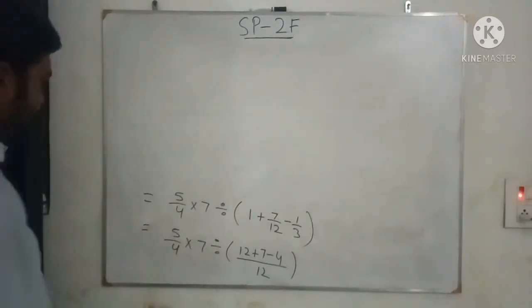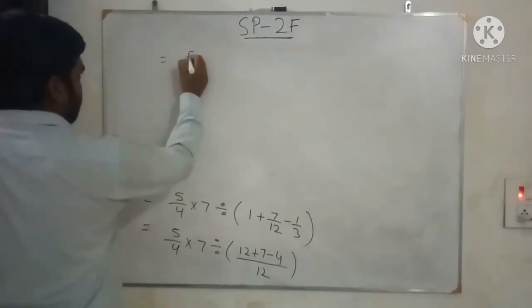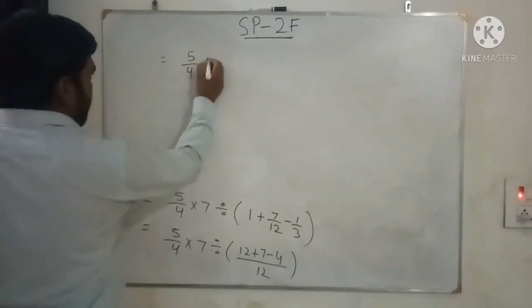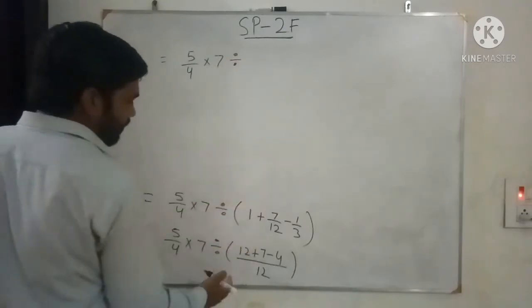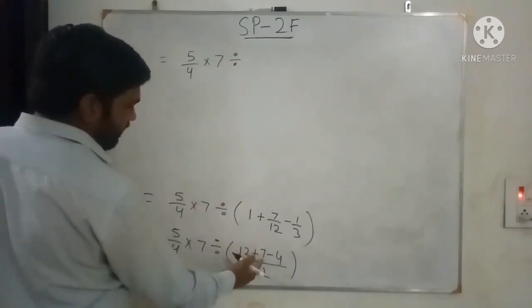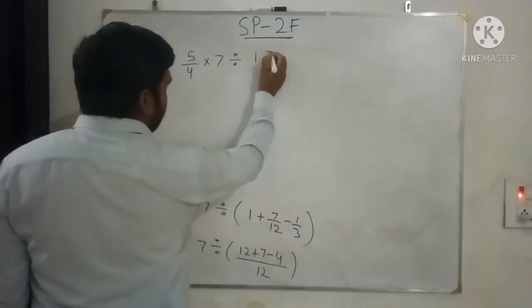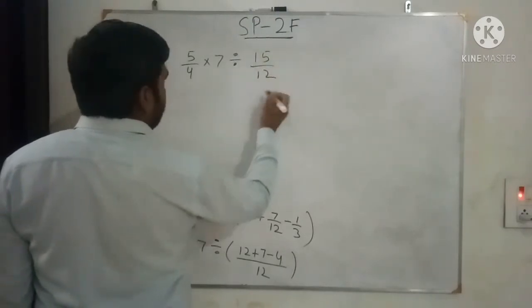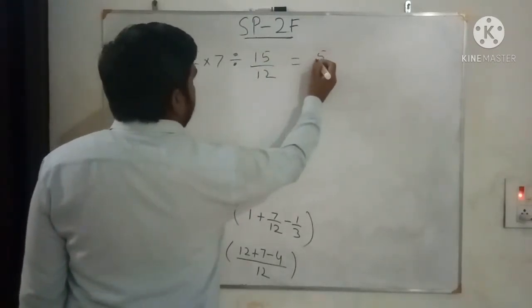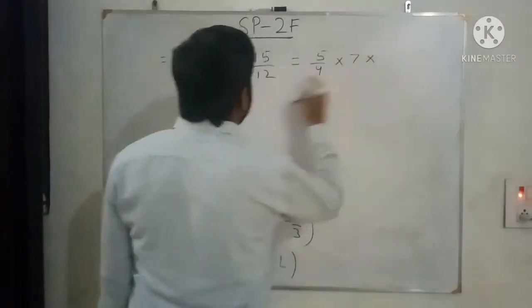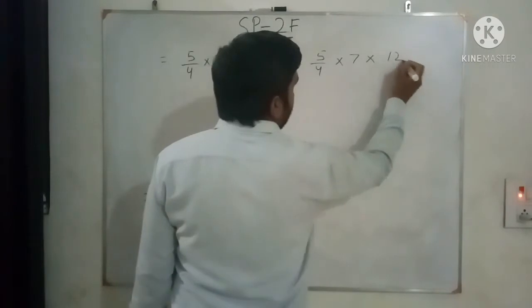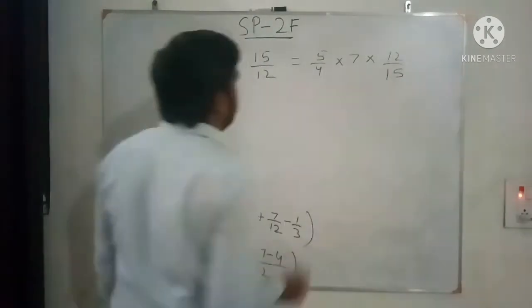Now see, 5 by 4 multiply 7 divided by... what are you going to get? 12 plus 7, 19 minus 4, 15. 15 by 12. So 5 by 4 multiply 7, divide, convert into multiplication, 12 by 15, and take its reciprocal.